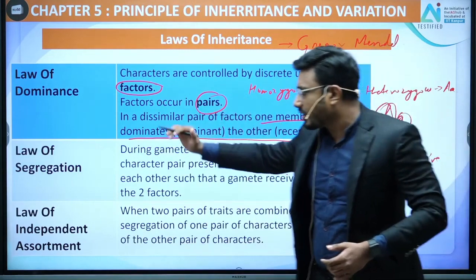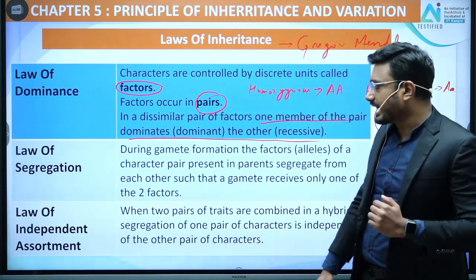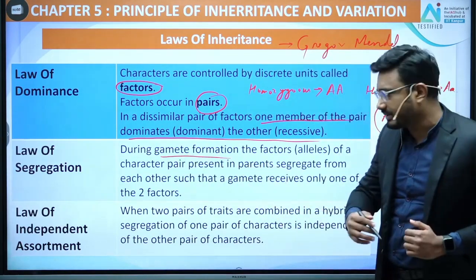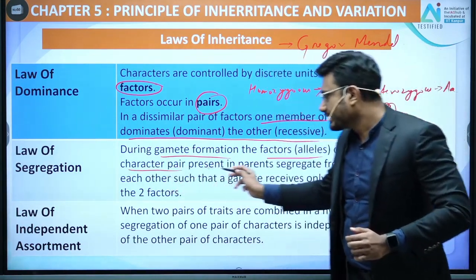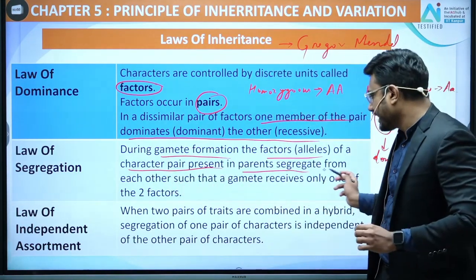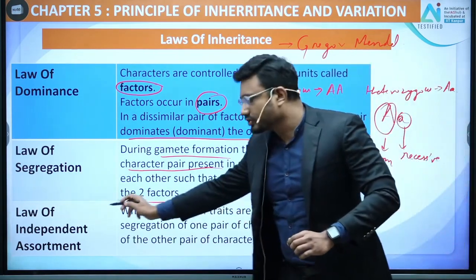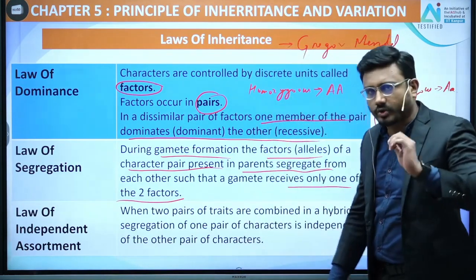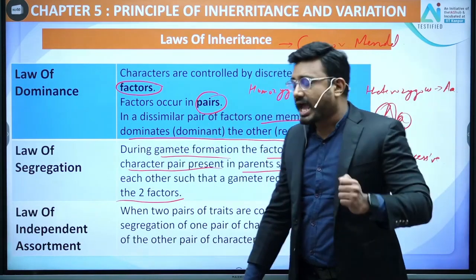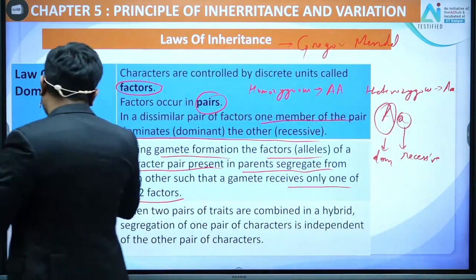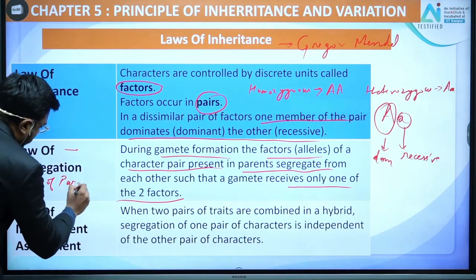So the second law of inheritance was the law of segregation. In this, he told that during the formation of the gametes, the factors that are known as the alleles of a character pair present in parents segregate from each other such that a gamete receives only one of the two factors. That was known as the law of segregation, and this law is also known as the law of purity of gametes.